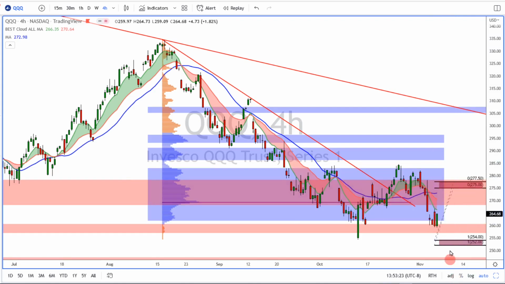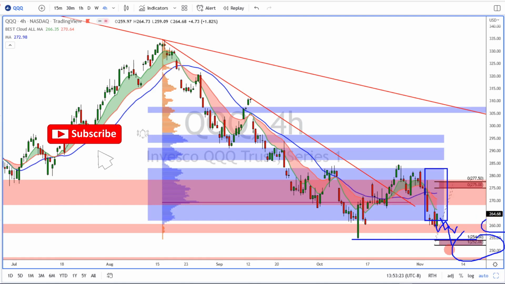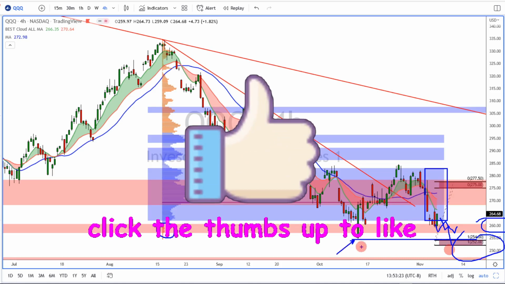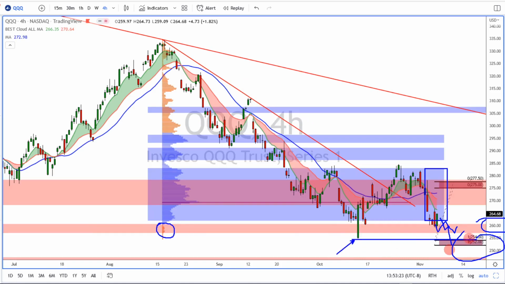But if it's unable to hold this zone here, this balance area, and it breaks below, then I'd be looking for it to come down to this 254, essentially taking out this October low. But there could be a little bit of choppiness here inside of this 260 area in this zone here before it pushes down to this October low here.